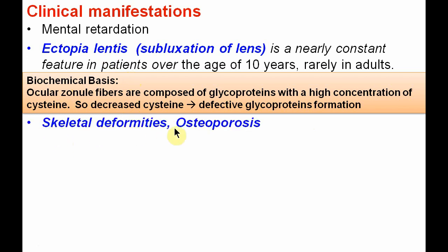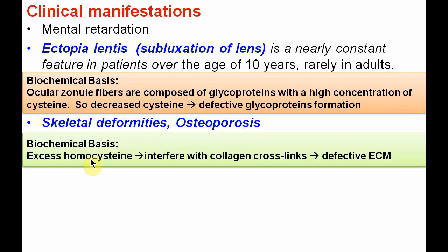Next is skeletal deformity or osteoporosis. The biochemical basis behind it is that excess homocysteine interferes with collagen cross-link formation as well as fibrillin type 1 formation. So there is ultimately a defective extracellular matrix in the bone. That will lead to skeletal deformity or osteoporosis. Sometimes it will also lead to Marfan-like syndrome, that is long limbs or arachnodactyly.